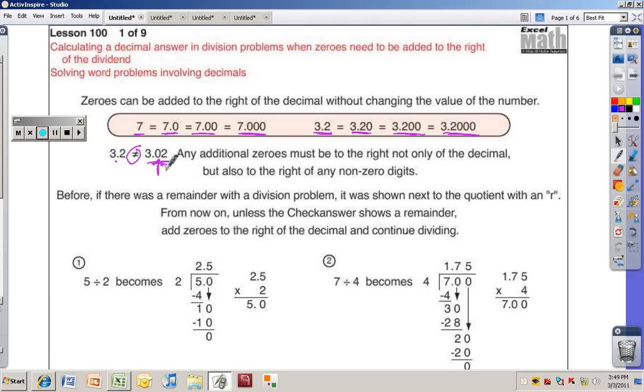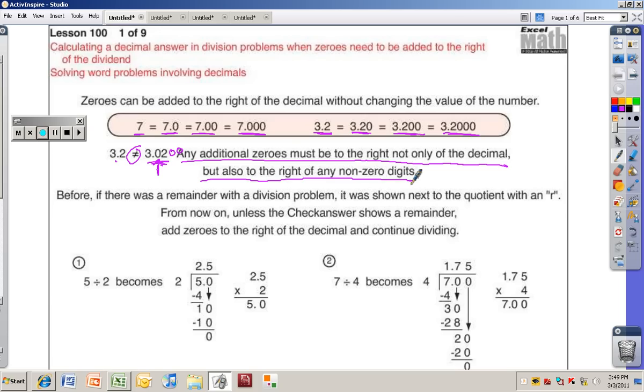Notice that the zero is being sandwiched in between the decimal point and a number, not on the outside of the numbers. You can put zeros out here all you want to. You can't put them between the decimal point and some number besides a zero. It says any additional zeros must be to the right not only of the decimal but also to the right of any non-zero digits, which is what I just explained to you.